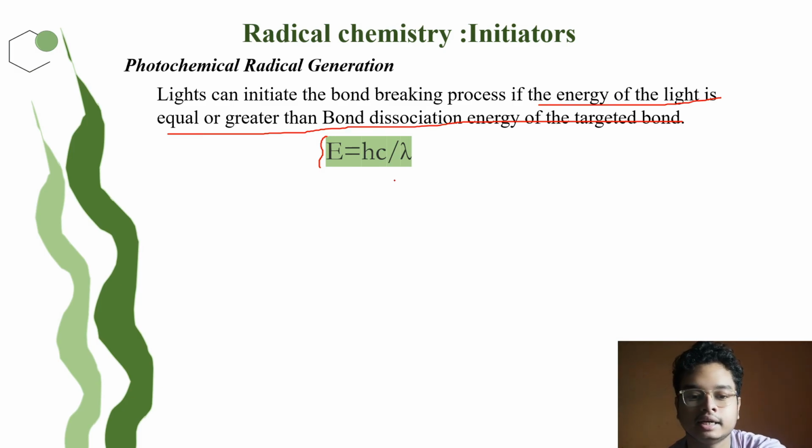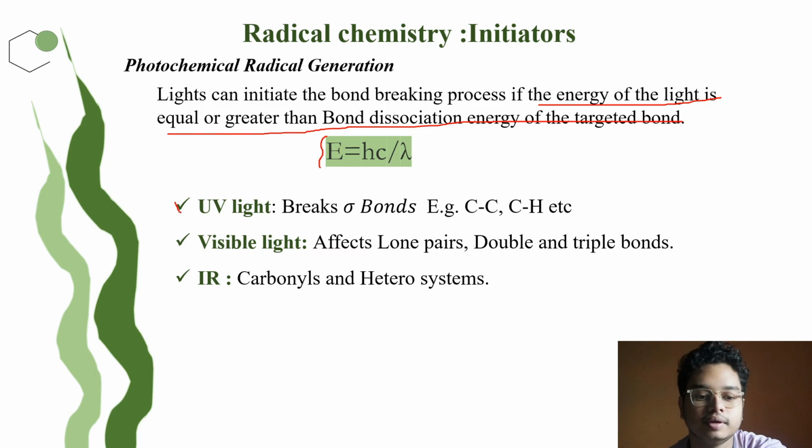That's why in the case of sigma bond dissociation, UV light is used, because UV light has a lower wavelength, that is higher energy, and it is used to break the sigma bond. Carbon-carbon bond or carbon-hydrogen bond breaking is done in the presence of UV light, and it generates the corresponding radicals. Similarly, visible light has a little lower energy than UV light, and it affects lone pairs and double and triple bonds. And IR has the lowest energy, so it is used to irradiate the carbonyls and the hetero systems.